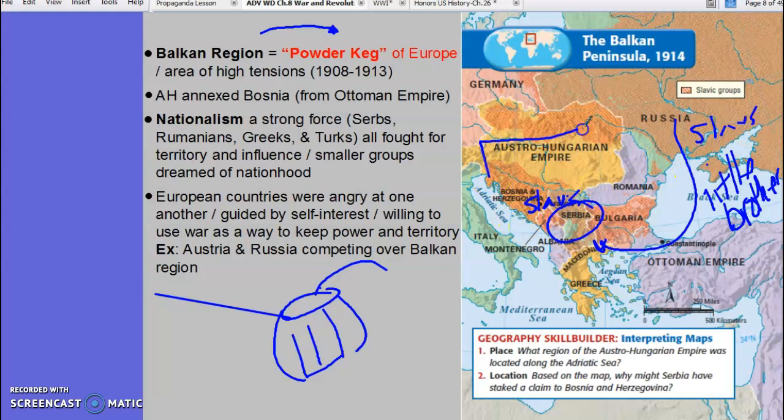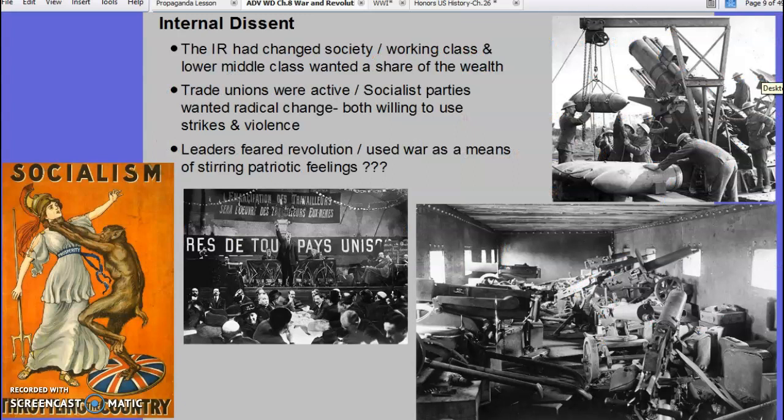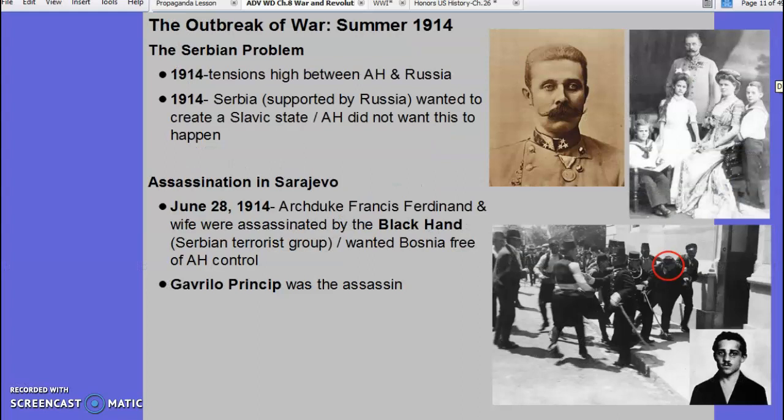The Austro-Hungarian Empire, who was allied with Germany, had taken this region for their own. They had annexed it. Well, Serbia itself, out of nationalism, wanted to become its own country. The Austro-Hungarians said, no, you're part of us. The Russians backed the Serbs. I'll let you look at that slide on your own. We talked about militarism. Here are some of the pictures, building bigger weapons, bigger armies. Okay, let's get to the outbreak.